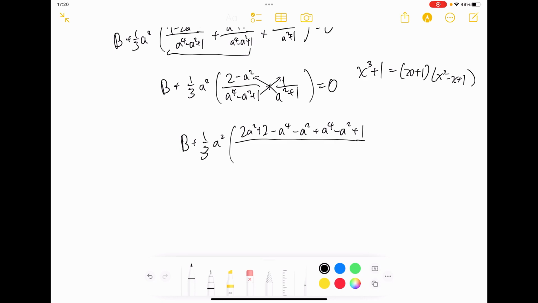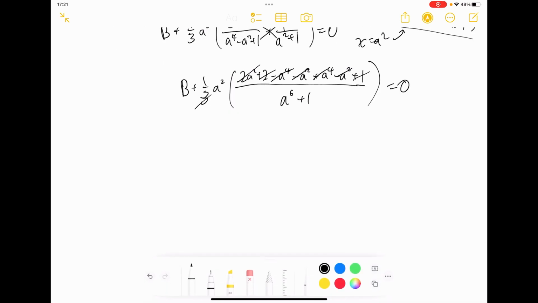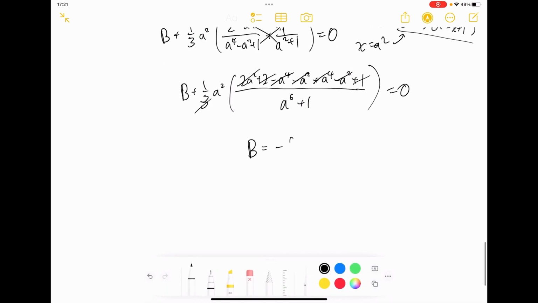Anyways, if we put in x equals a squared, then this is exactly the denominator, which is a to the 6 plus 1. And some nice things happen in the numerator as well. The a to the 4's cancel out. This 2a squared cancels out with these two. And 2 plus 1 is 3. So that cancels out as well. And literally everything cancelled out. And this equals 0. So b is negative a squared over a to the 6 plus 1. There we go. That's b right there.